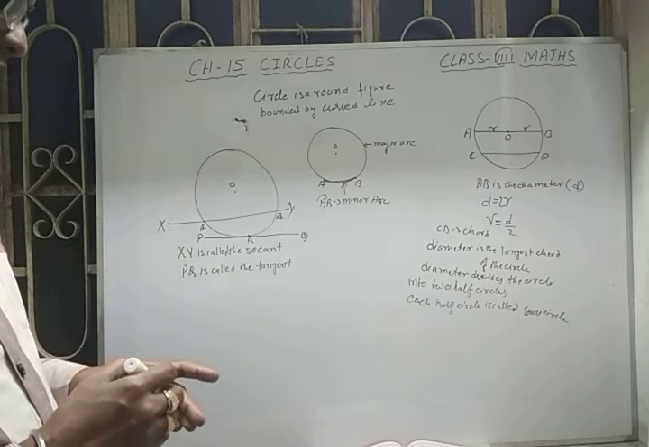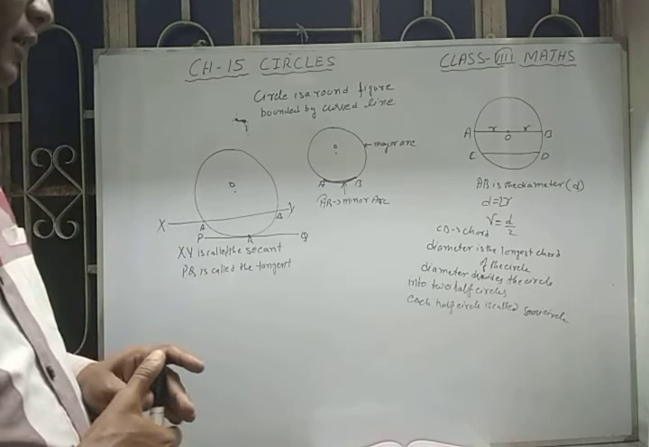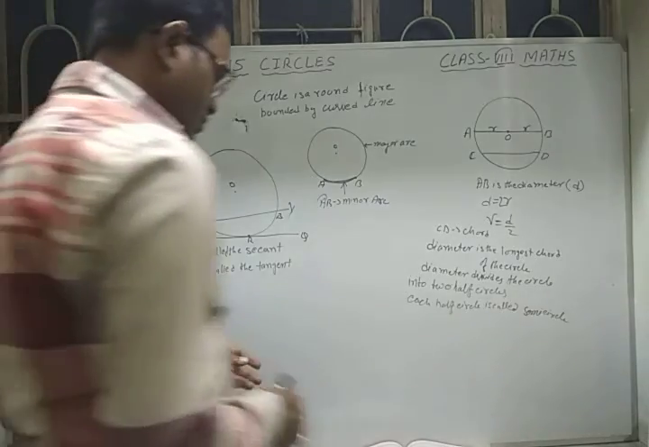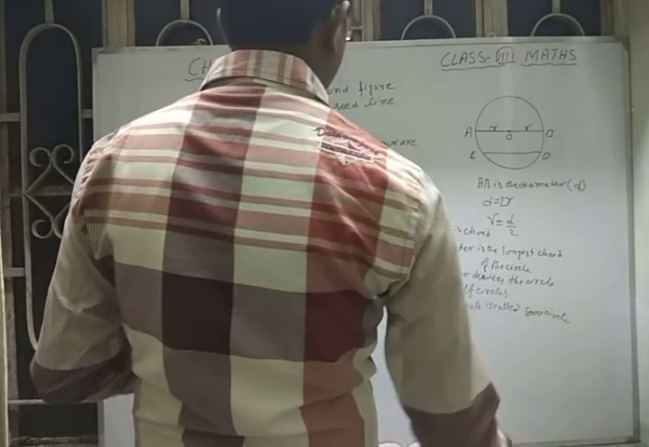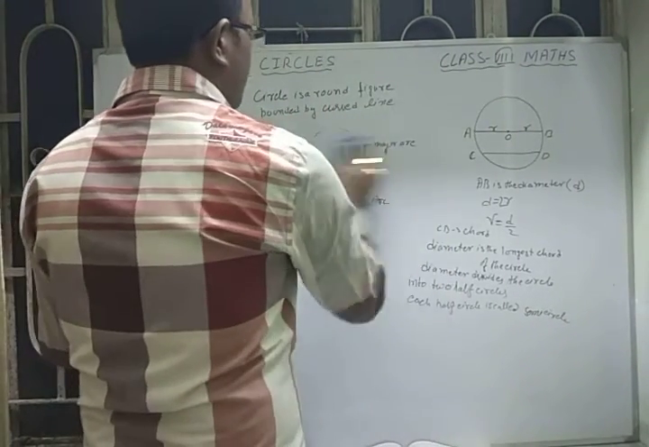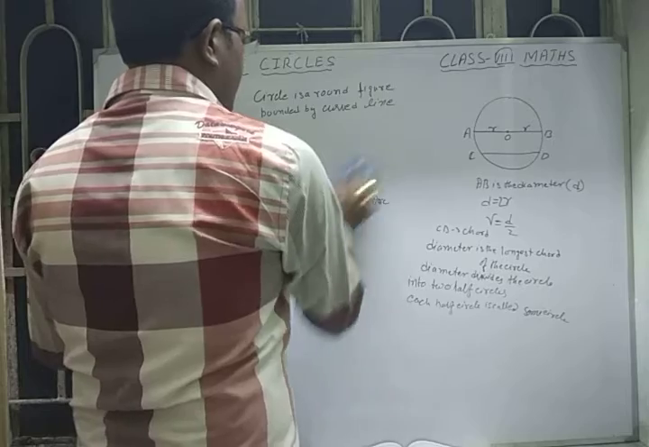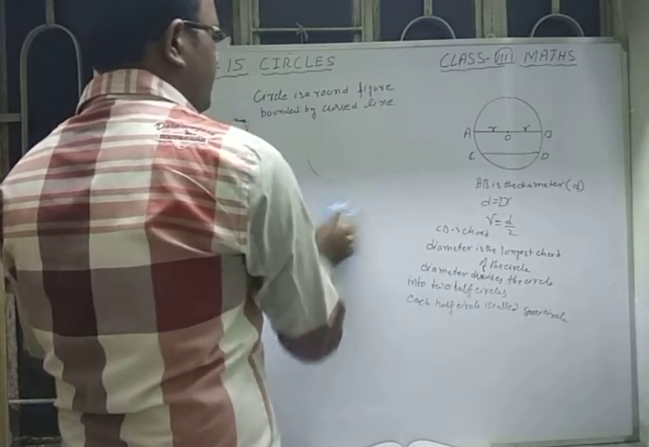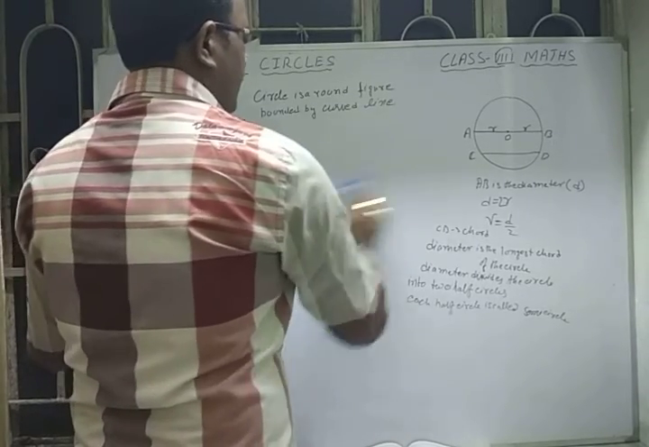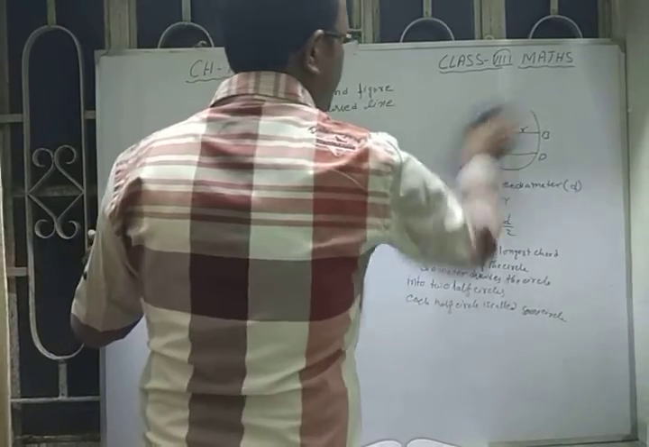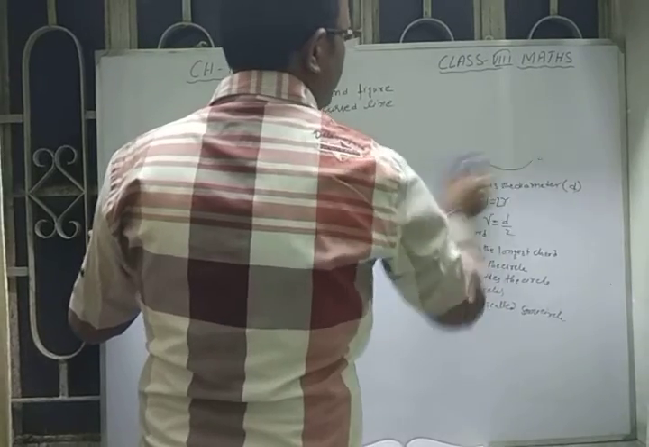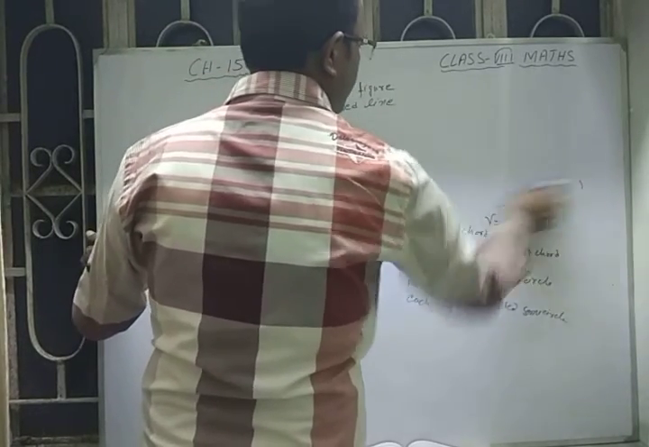Now I am going to give you some important relations that we have to use in this chapter to solve these sums. The first one is the relation between the radius and the tangent.